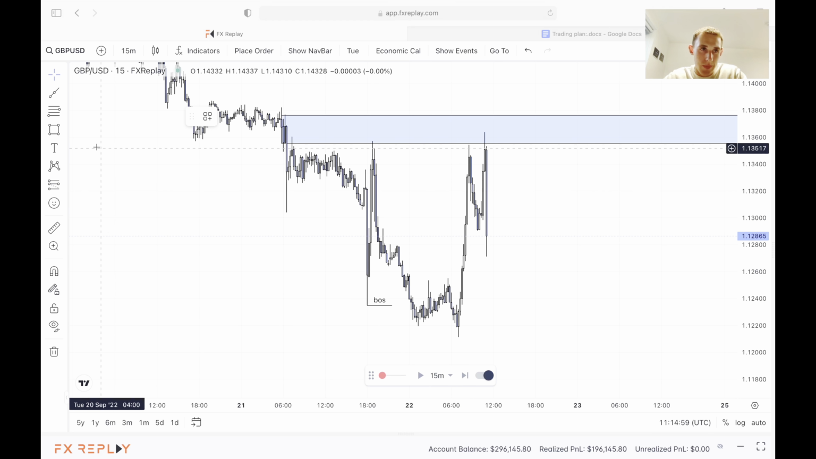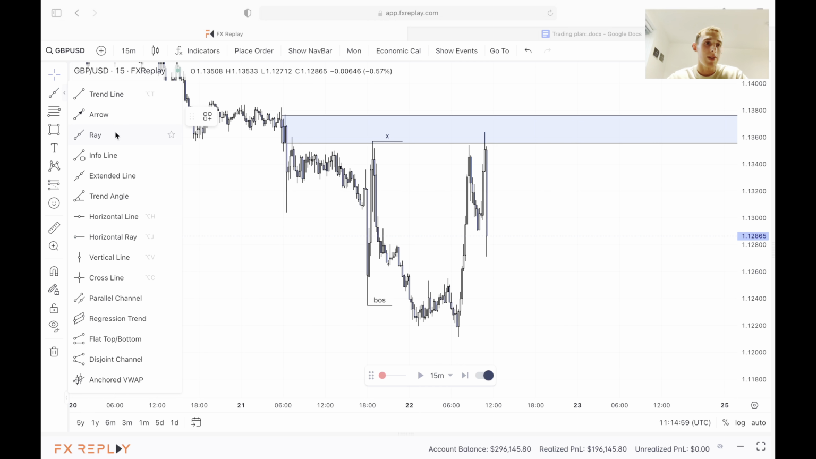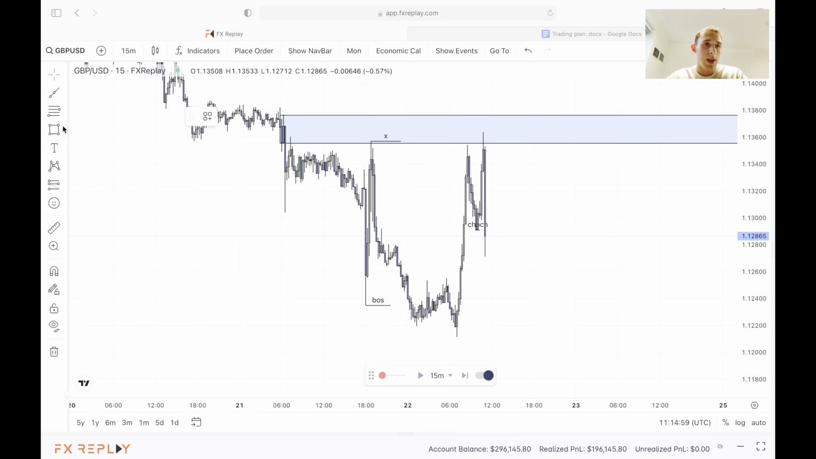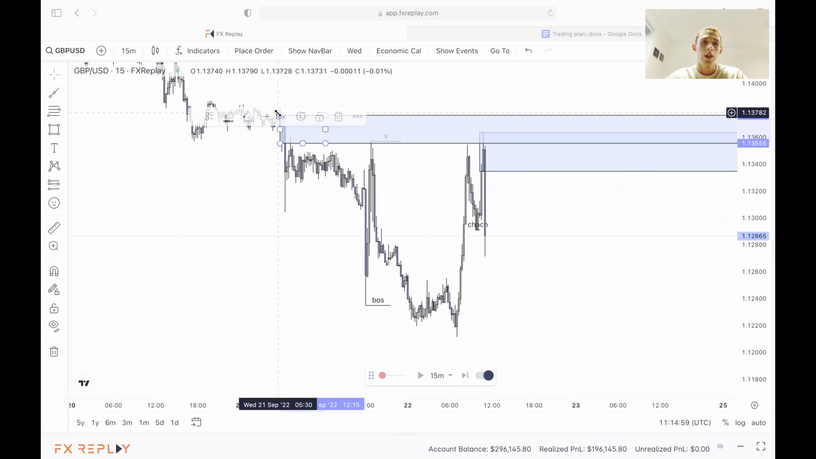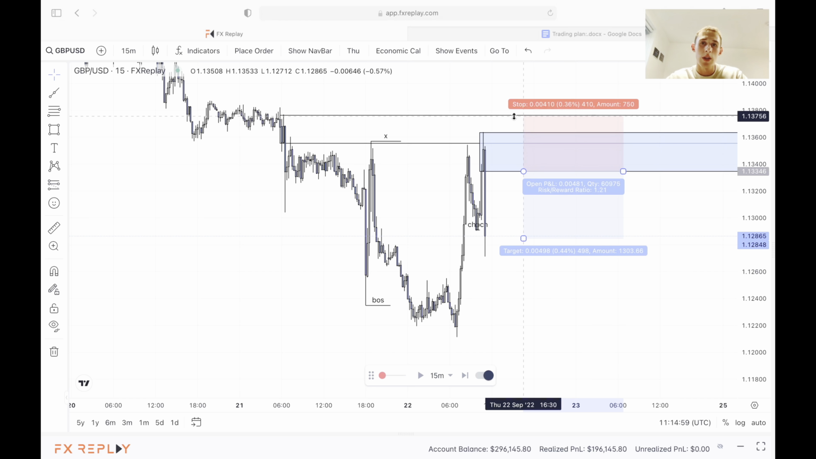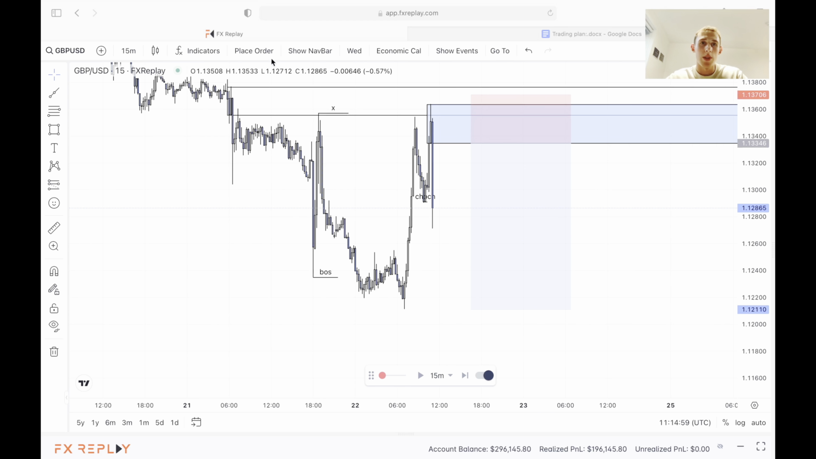There we go. This would be a high probability setup for me. We had a sweep of previous highs. We've had this change of character in there. And we have also formed this new supply, which was the one that caused the break structure, and it's imbalanced. So simply entering on this level. We'll put the stop there, so it's about a 1 to 3.